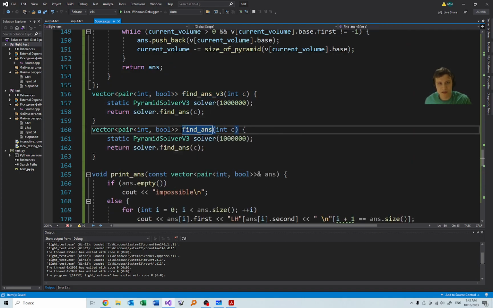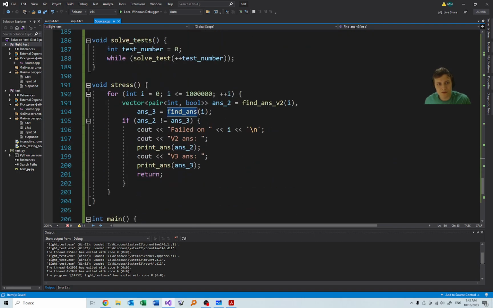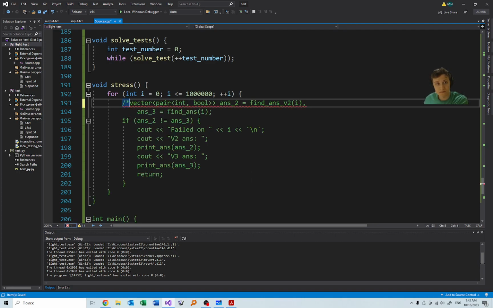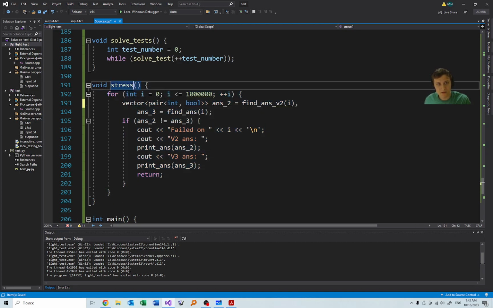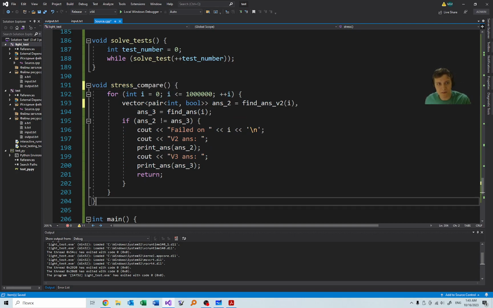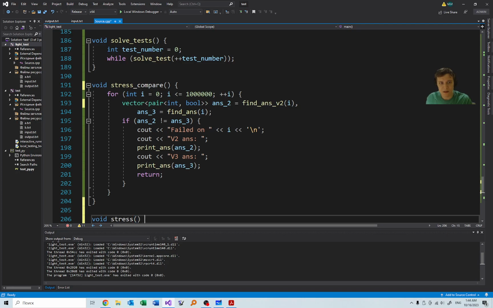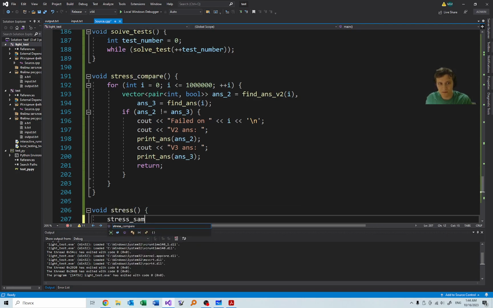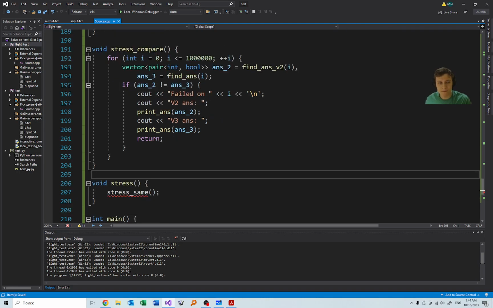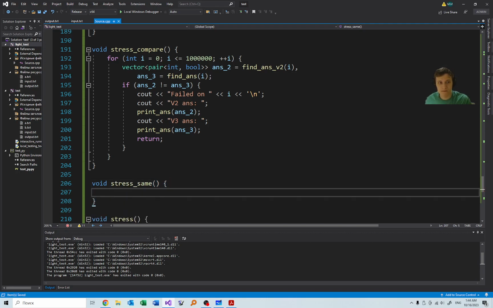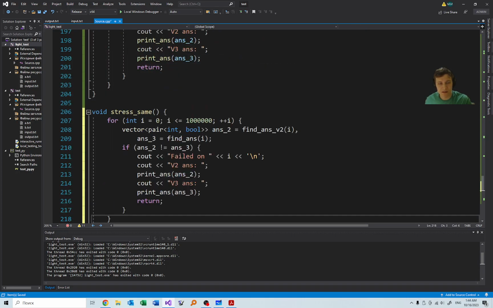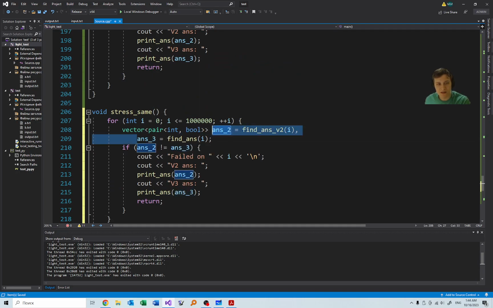Just ans. Yeah, but I want now, instead of all this, to do the other thing. So this is stress compare. But now I need the stress, which is stress same. Now I go through this million. I want only to run this answer 3.